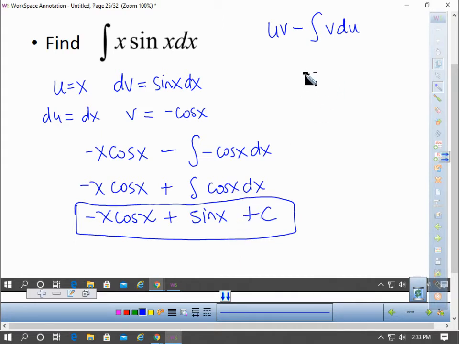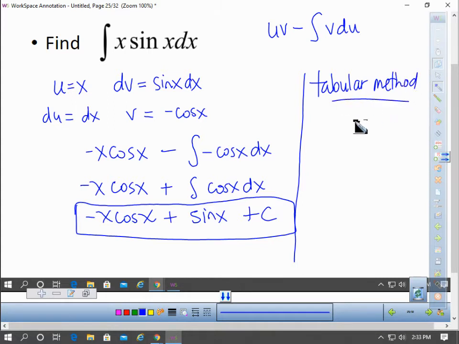Now, there is another way to do this which doesn't work all the time. It's called the tabular method. It doesn't work all the time, but it works a lot of the time. It works when you have a polynomial as one of your pieces. Here we have x as a polynomial, and the sine is not a polynomial. But we do have a polynomial times something else, and that's when it works best. So this is called the tabular method.